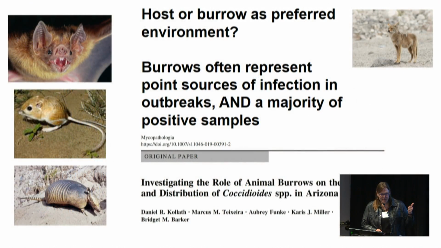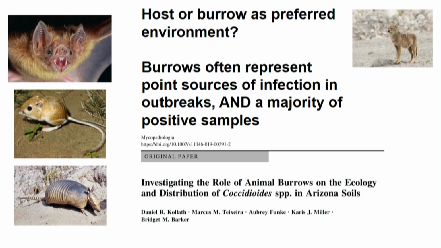One thing that we know is associated for sure is based on work by Dan Kollath, who will be talking tomorrow. This is his master's work where he went out and did this survey. John already talked about this. Those animal burrows do represent a point source of infection and outbreaks, and for us, do represent a majority of our positive samples. That's not to say that we don't find it in other places, and that's not to say that we understand specifically that it's the animal hosts. It may be the burrow environment itself. Those are things that are ongoing, and you heard some of that work today.